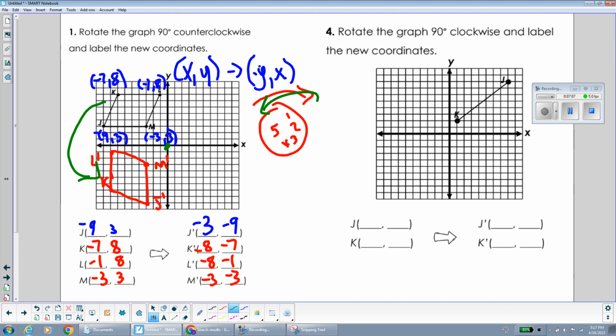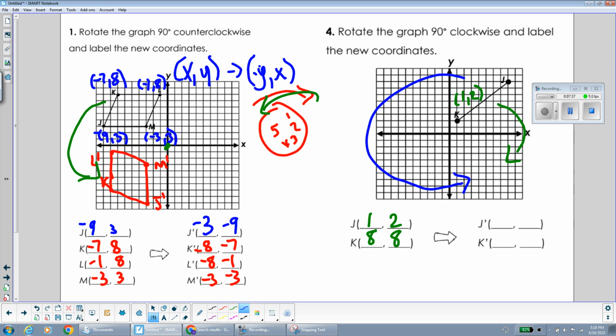This one is only 2 points, so we should be able to do this a little bit quicker. I'm just going to write down the coordinates of point J and K. So this time we're rotating 90 degrees clockwise. So 90 degrees clockwise should put it one quadrant here. So it should put it into quadrant number 4. And remember, 90 degrees clockwise is the same thing as going 270 degrees counterclockwise. So it's the same rule. So I'm going to get my rule.